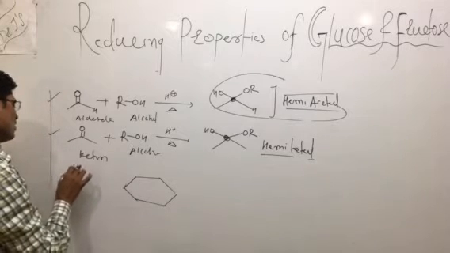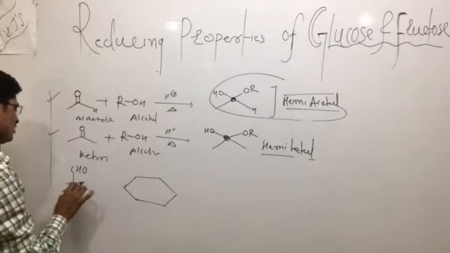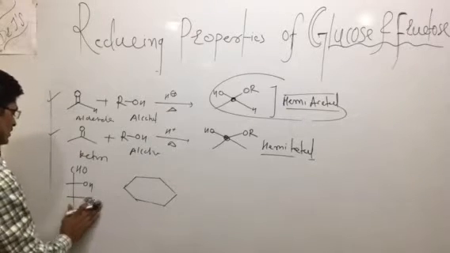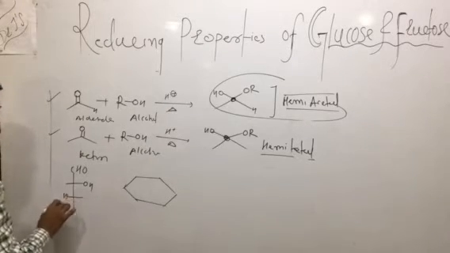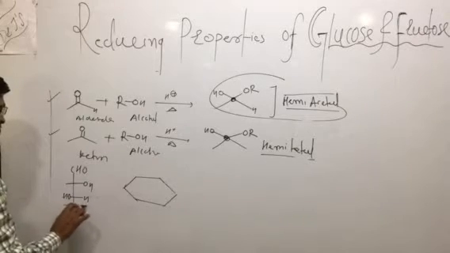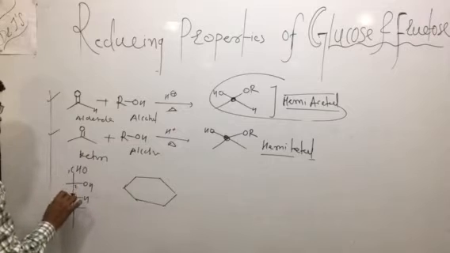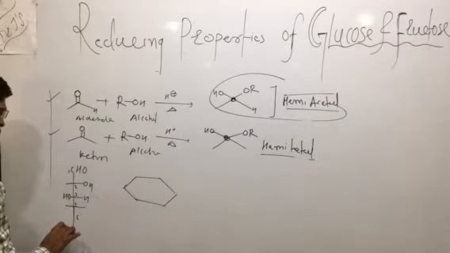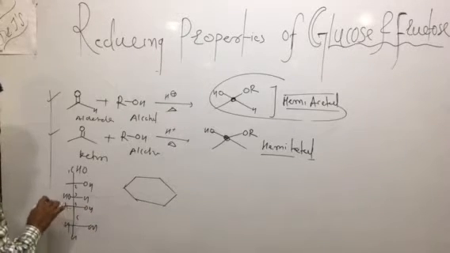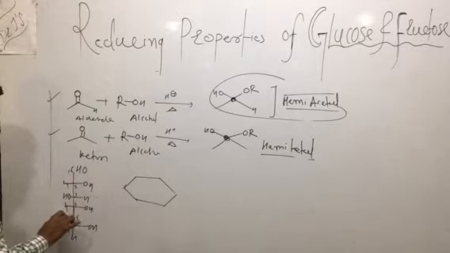We know this is the Fischer projection formula. This is the OH hydroxy group, this is the OH hydroxy group. Here the OH is on the left hand side, this OH on the left hand side, and H. Again, these are carbon atom 1, carbon atom 2, carbon atom 3, carbon atom 4, carbon atom 5, and carbon atom 6. So how many carbons: 1, 2, 3, 4, 5, and this is the 6th carbon atom.